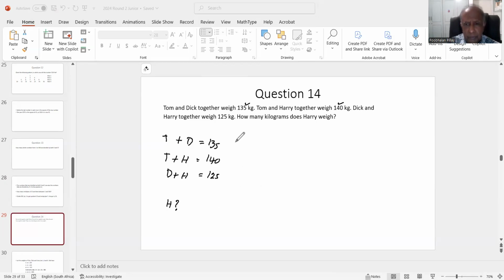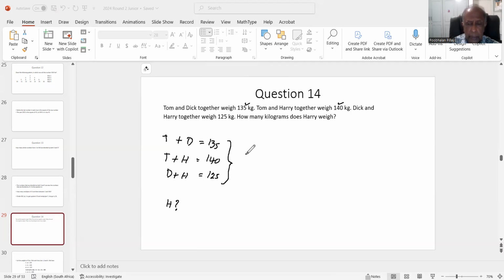Now, you might say, oh, you've got three unknowns or three equations. It's not fair to ask us in the junior competition to solve three equations with three unknowns. We were never taught about that. But in mathematics, you can think of quick ways of solving problems. If you observe, you'll see I've got two T's, two D's, and two H's.